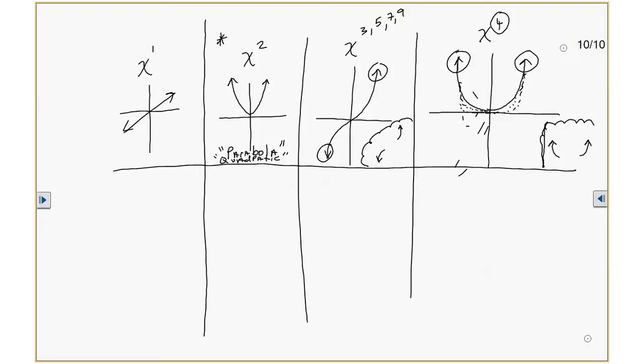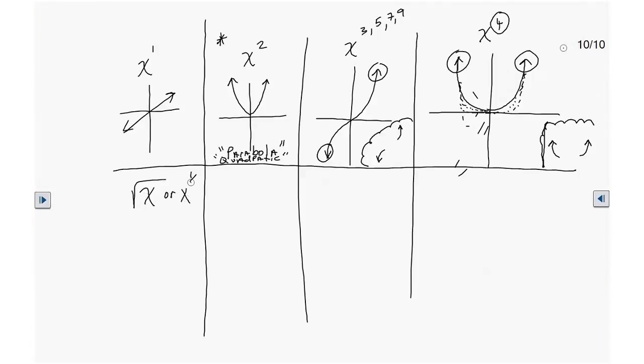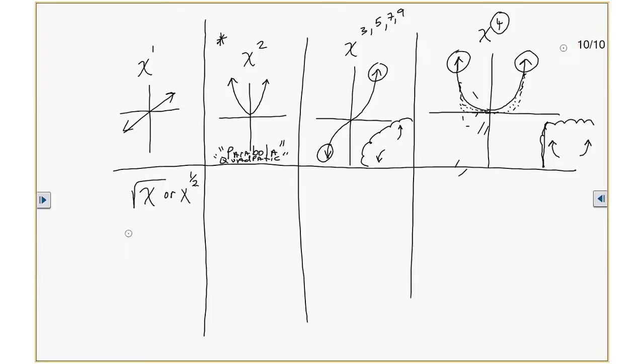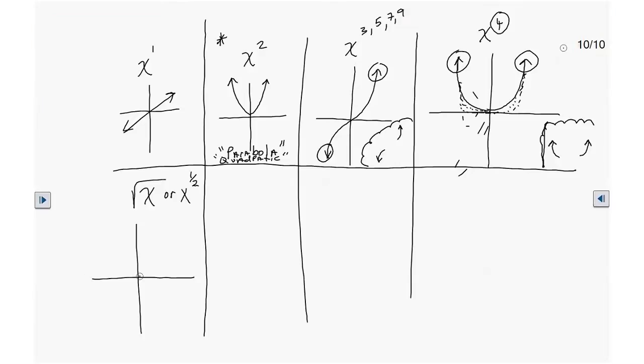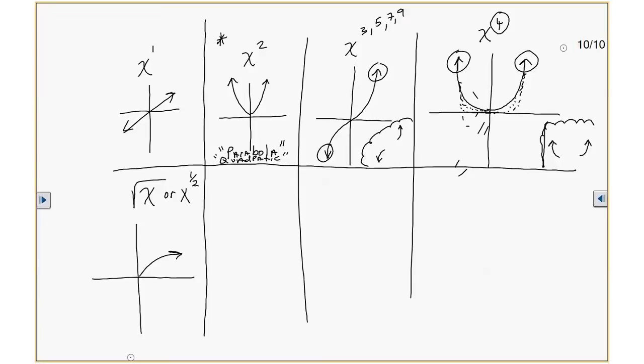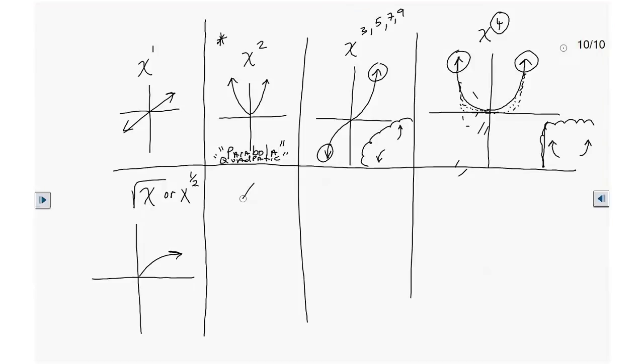Then there's square root of x, or x to the 1/2. And that's going to look like it's just a swoosh. And then there's absolute value of x.